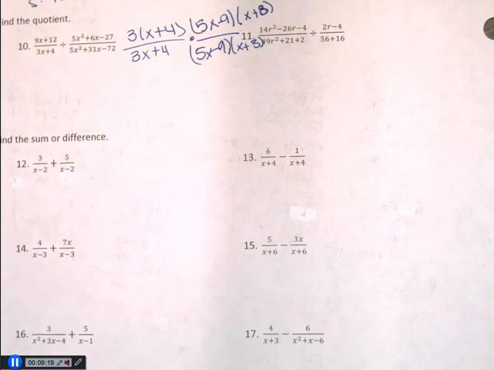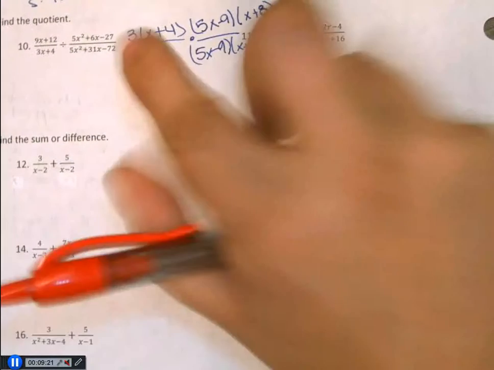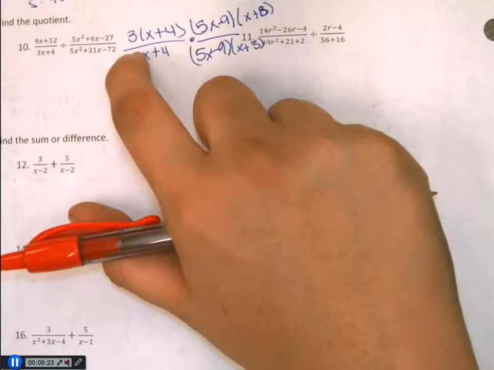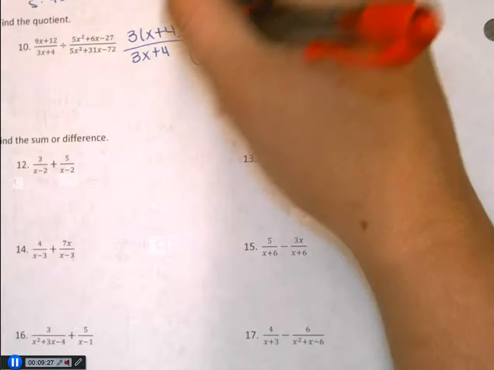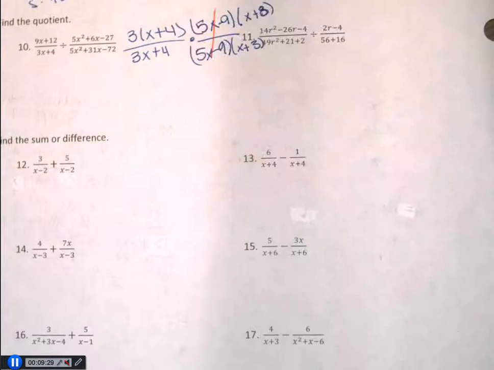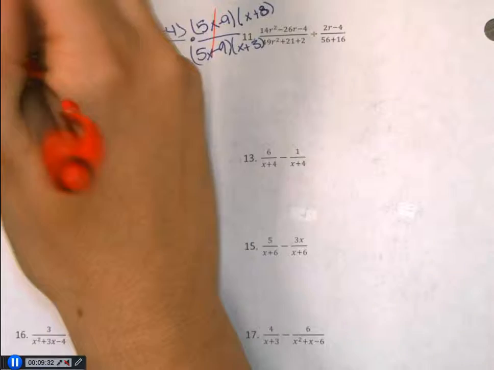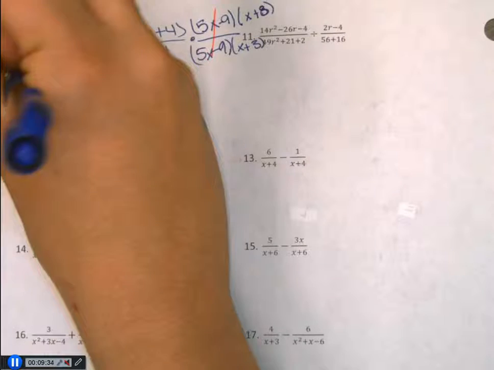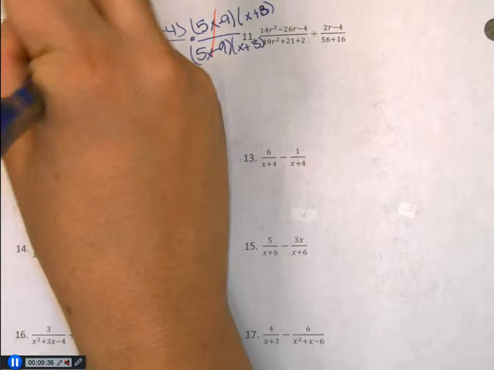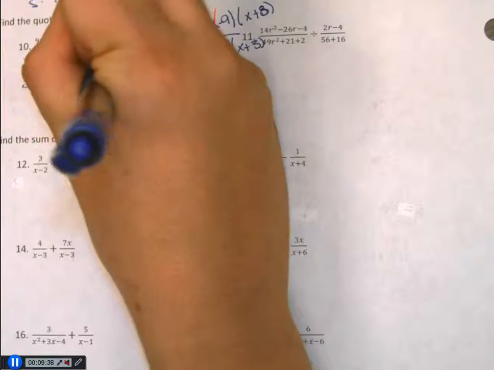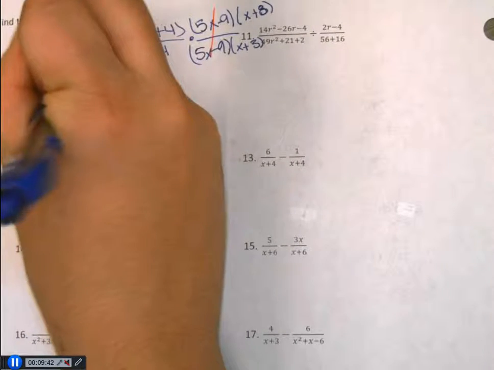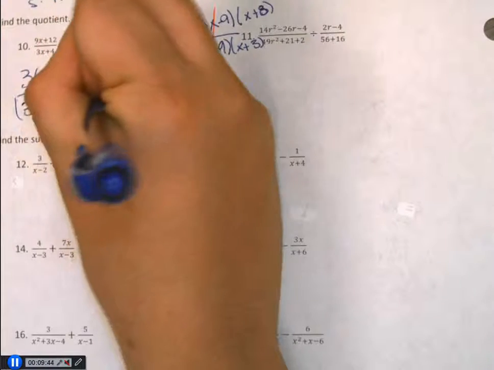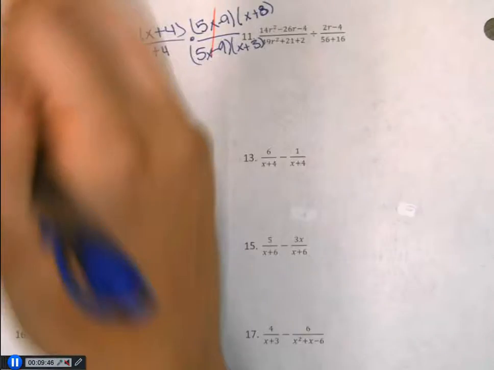Okay, so I factored my things and now I'm looking for things to cross out. I switched the sides that these were on, so the negative 72 went to the top and the negative 27 went to the bottom. I can cross these out and nothing else. So then my answer here is going to be 3x plus 4, x plus 8, and then on the bottom, 3x plus 4 is one of my factors, and x plus 3 is another. And that's my answer here.